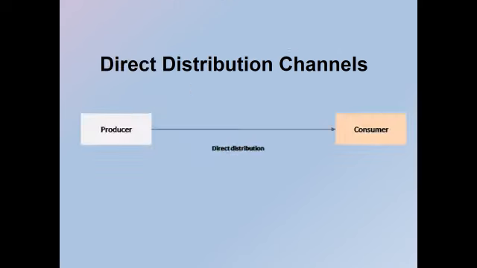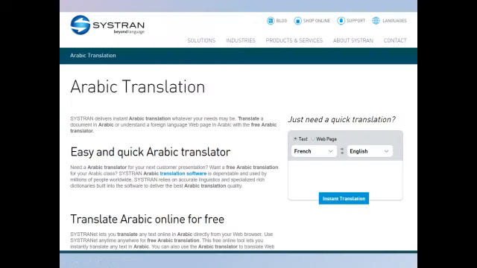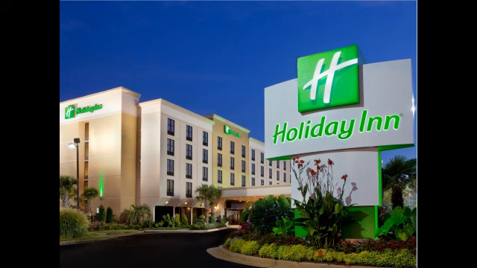So if you look at the direct distribution channel, it's from the producer directly to the consumer. This is seen through websites mostly. This is the newer method, of course, it still is a newer method of doing business and channeling your business. And this one has become a marketplace in itself. Another direct channel would be hotels.